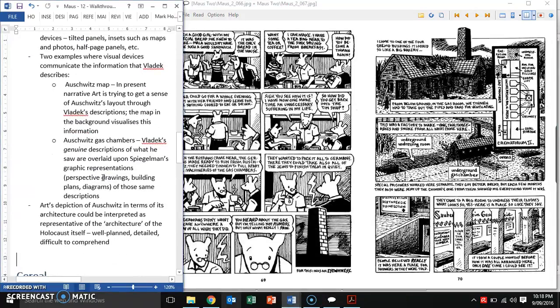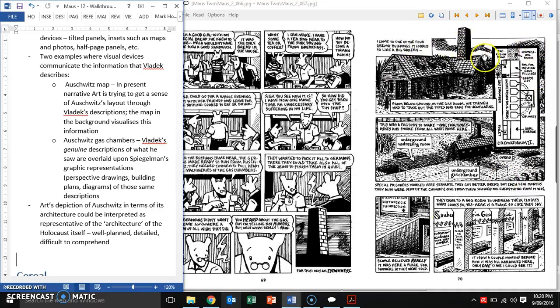Now, again, Vladek's describing them, okay, and it's in the foreground. His description is overlaid on top of these images, giving his interpretation of the past according to his memory. And in the background, we have diagrams, pictures drawn by Spiegelman, presumably after having done a fair bit of research into what these buildings looked like and having visited Auschwitz at a time when it was still really run down.